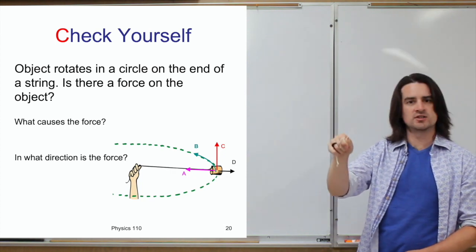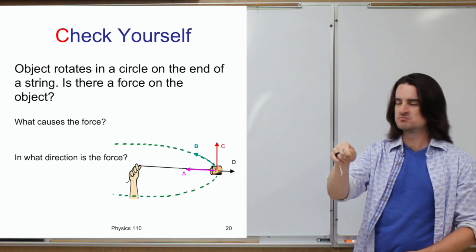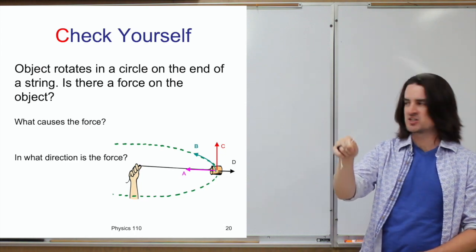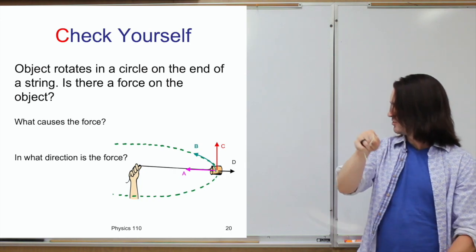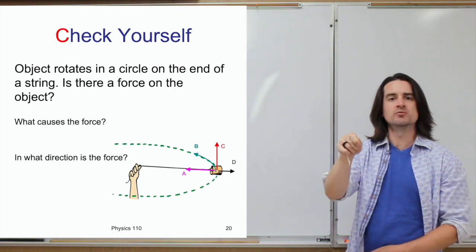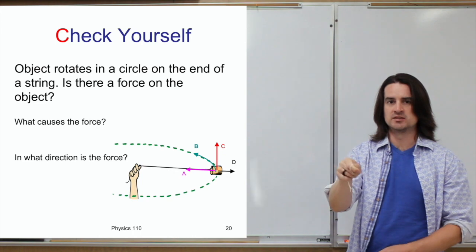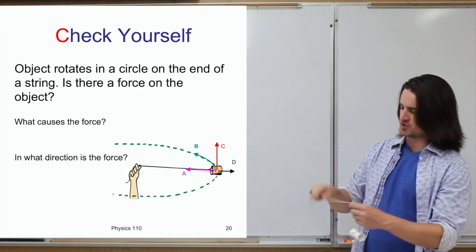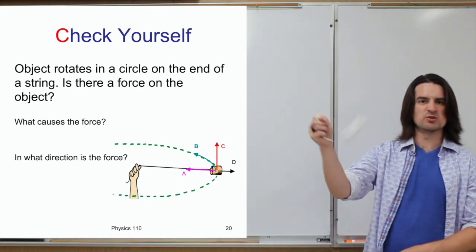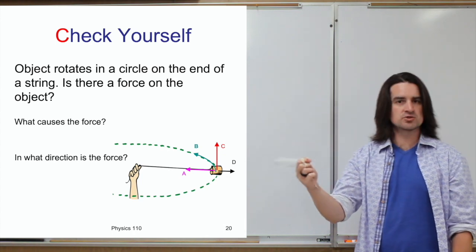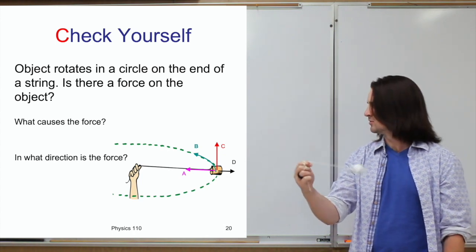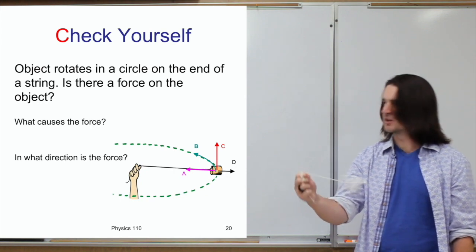Is there a force on this object? Hopefully. And what causes that force? And in what direction is that force? You can just note down A, B, C, or D, what direction you think the force is in. Well, technically, that picture is showing the object spinning around horizontally, more like this. But take a second, try to answer those questions. Hopefully they're simple, but maybe not, and we'll get to them in a second.